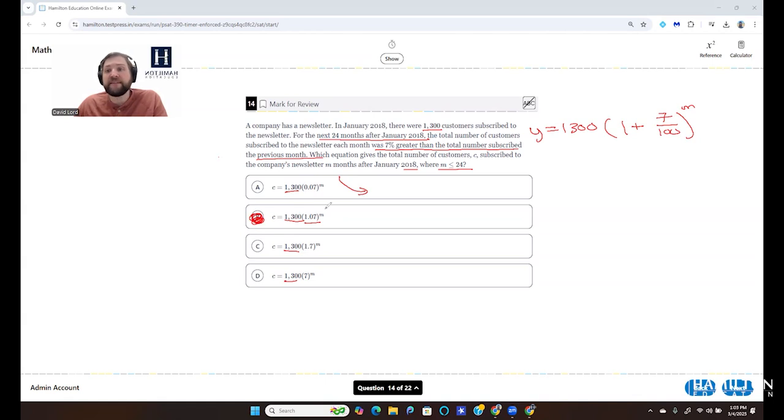It's 1 plus 7 over 100. And then C would be a 70% increase. And then this would be a 600% increase. So if you got tricked by these other two, review the lesson on percent increases.